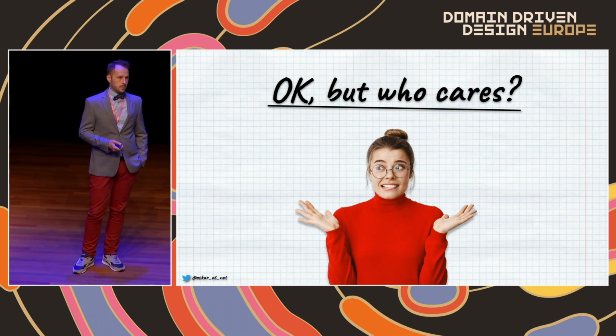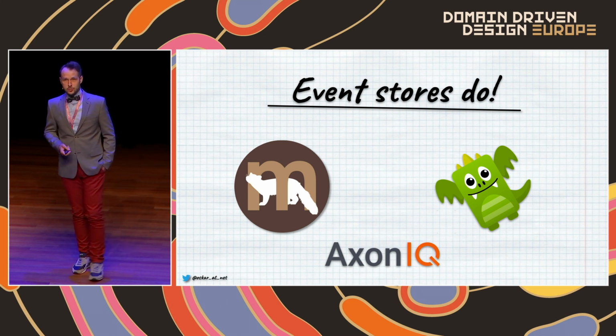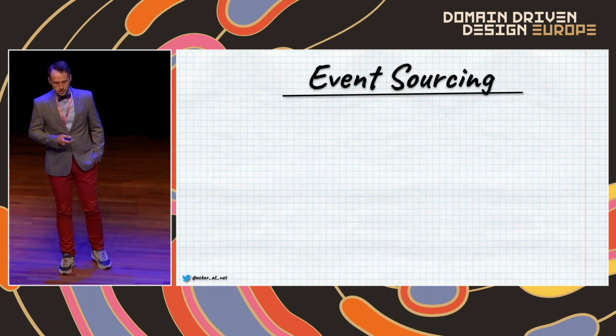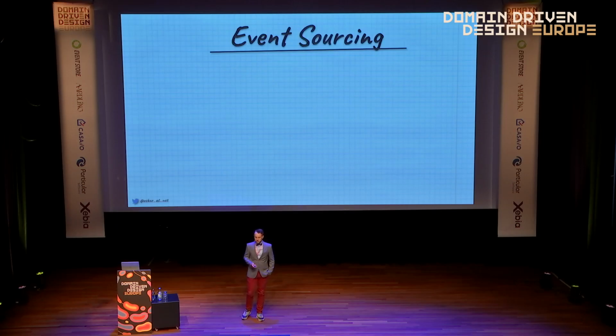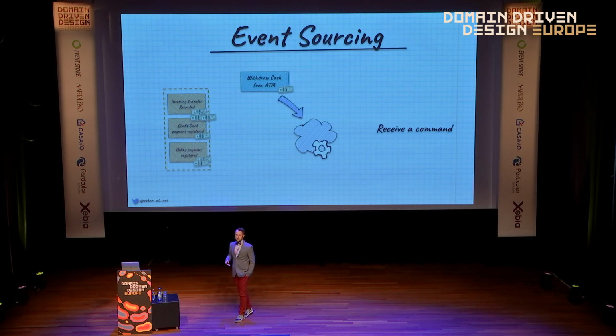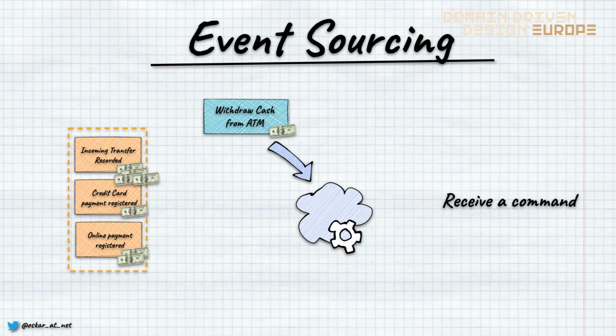Okay, but why am I telling that to you? Who cares? It appears that even stores do. And why do they care? Because that's in the nature of event sourcing. Because typically, when we are starting to explain event sourcing, we are starting with the bank account, because that's an easy example. So you are getting commands, like, for example, withdrawn some cash from ATM, or that some incoming transfer was recorded, etc. So this is nothing spectacular. It's like in a regular approach.